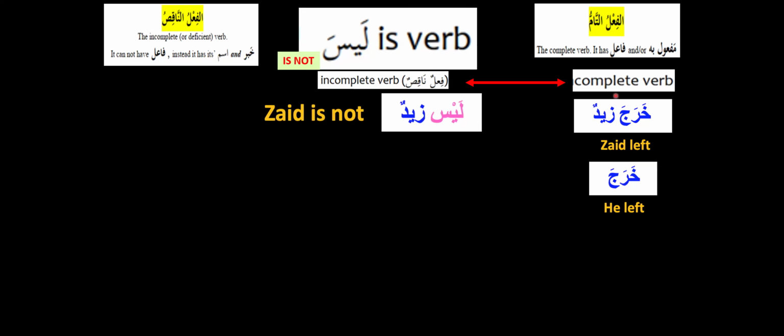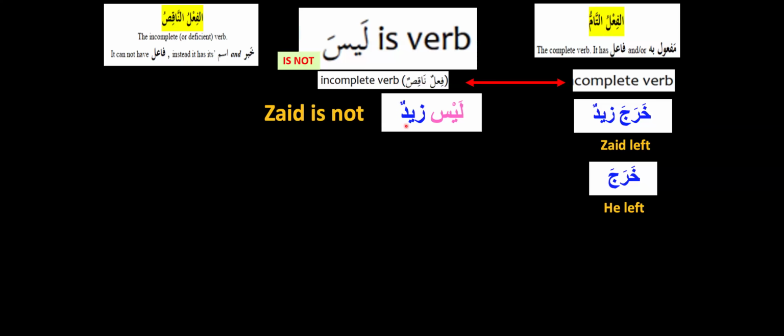Now, with laysa, as I said, laysa is a verb. If I say laysa zaidun, the translation will be Zaid is not. Is this complete? If I say laysa zaidun, it doesn't give you any meaning. If I say nama zaidun, Zaid slept, you understand that. That's a complete verb, right? But here we are talking about an incomplete verb, laysa. So laysa zaidun means Zaid is not.